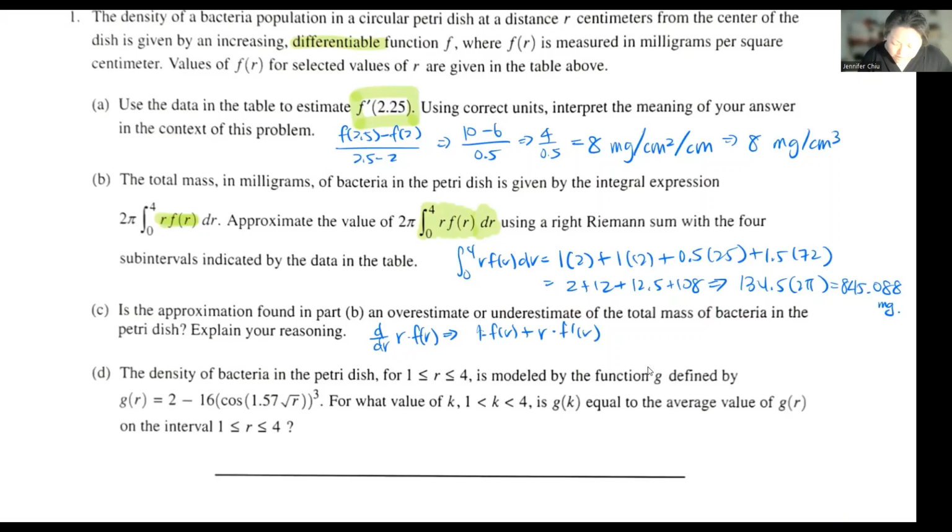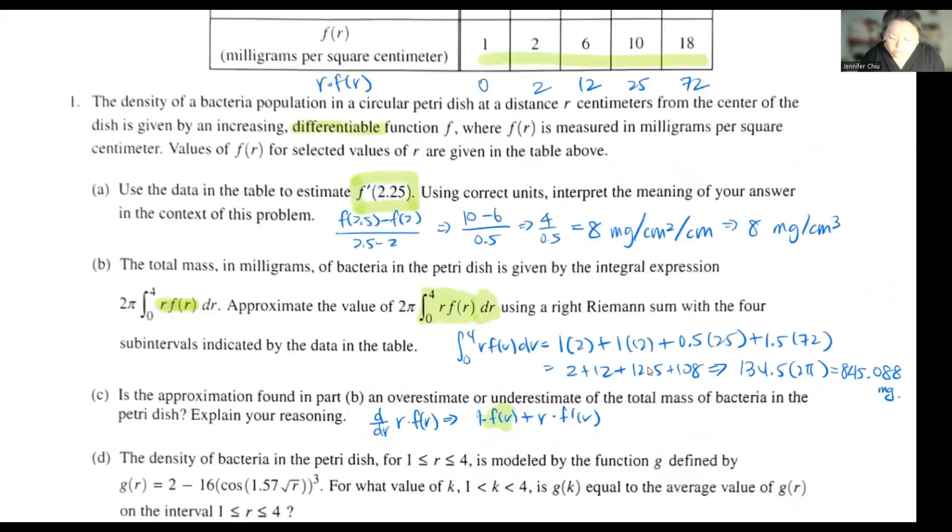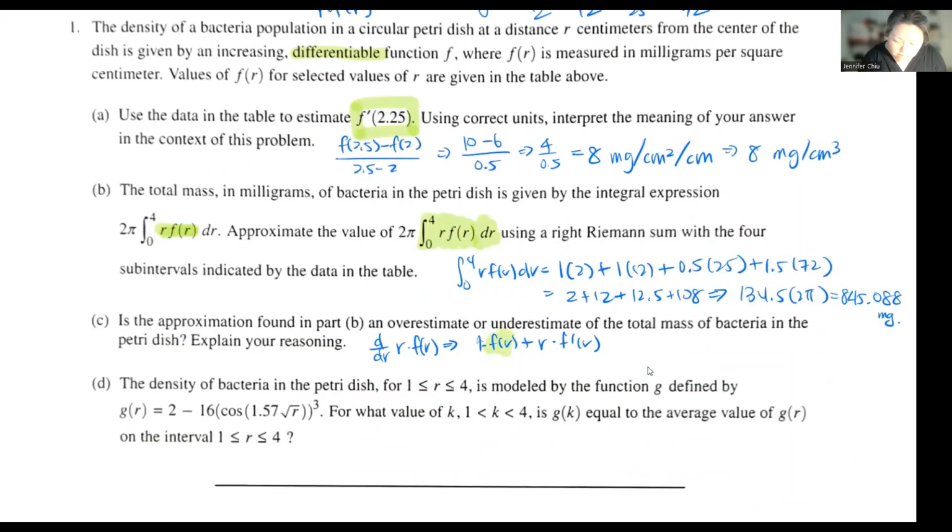Okay, so let's see. f of r, what do we know about f of r? Well, this function f of r, if we look at the data table here, your value here is increasing the whole time. So I know that's going to be increasing. So this is writing myself a little note. This is increasing.